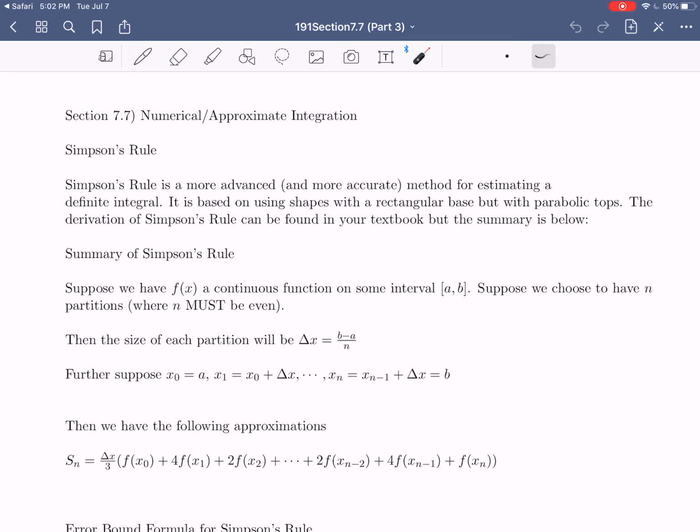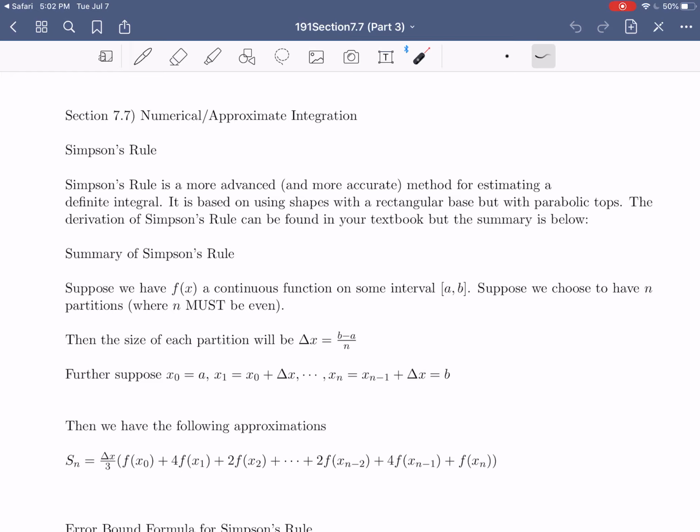Now, there's many curve shapes out there, but one of the easiest ones for us to work with is a parabola. So if you have your curve, and you take 3 points on that curve, then you can determine a parabola that goes through those 3 points.